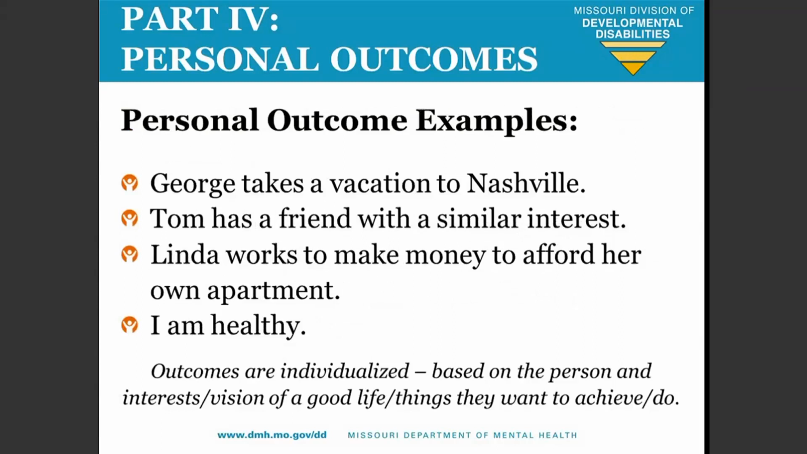Each of these outcomes is individualized, based on the person and his or her interests, visions of a good life, and/or desired achievement. The examples illustrate how the person's words and ideas can be captured in a personal outcome. Also, each relates to at least one of the Missouri Quality Outcome Life domains. Some outcomes may address more than one domain. The specific Missouri Quality Outcome Life domains do not need to be identified in each personal outcome. Next, we will discuss goals for personal outcomes.